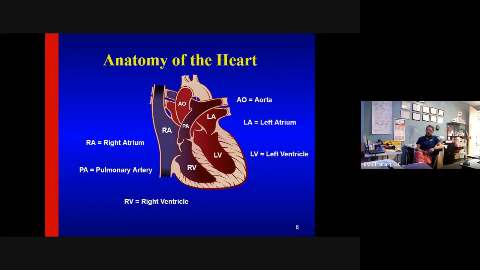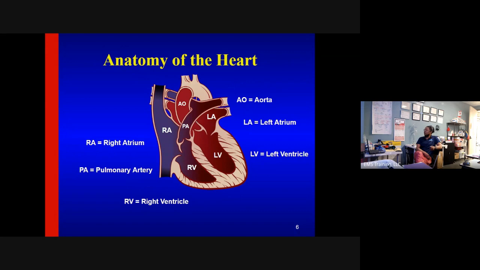Anatomy of the heart. So we have the aorta, the left atrium, right atrium. You write a tricycle before you write a bicycle. This is the tricuspid valve, the mitral valve, right ventricle, and left ventricle. Know your anatomy of the heart, know the chambers and how the blood goes through.